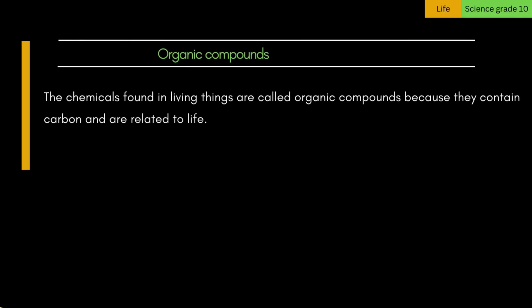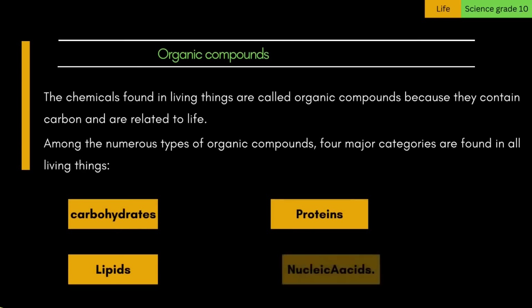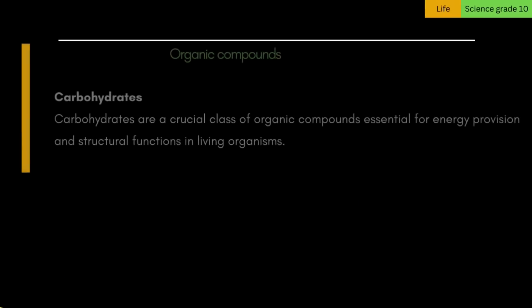Organic compounds. The chemicals found in living things are called organic compounds because they contain carbon and are related to life. Among the numerous types of organic compounds, four major categories are found in all living things. They are carbohydrates, lipids, proteins, and nucleic acids.